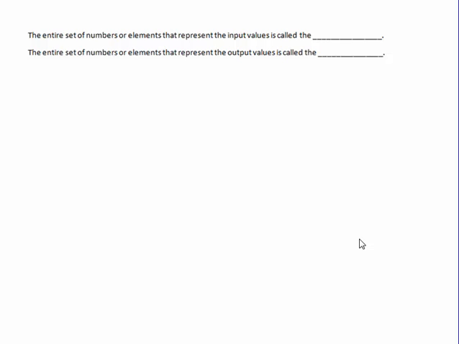All right, we're looking at the 4.6 guided notes. Here we're going to discuss the domains and ranges and whether or not a relation is a function. And we're going to look at some quick ways to determine that. The entire set of numbers or elements that represents the input values are called the domain. And the entire set of numbers or elements that represent the output values is called the range.